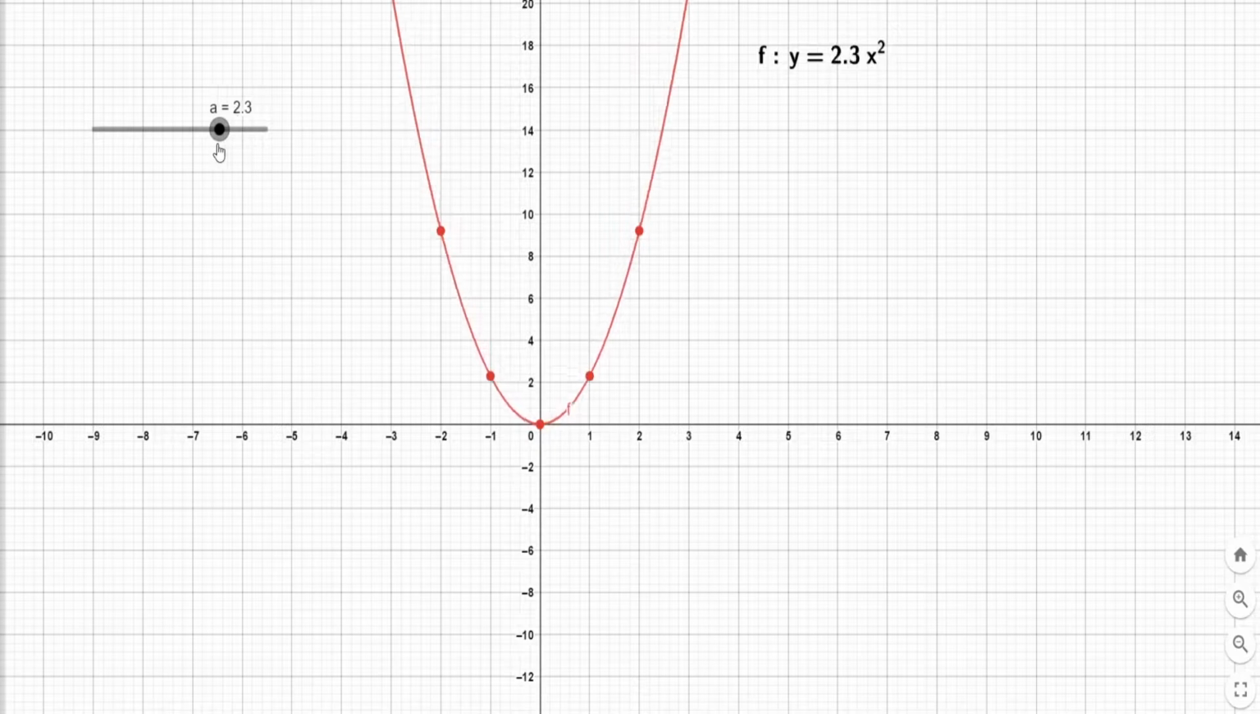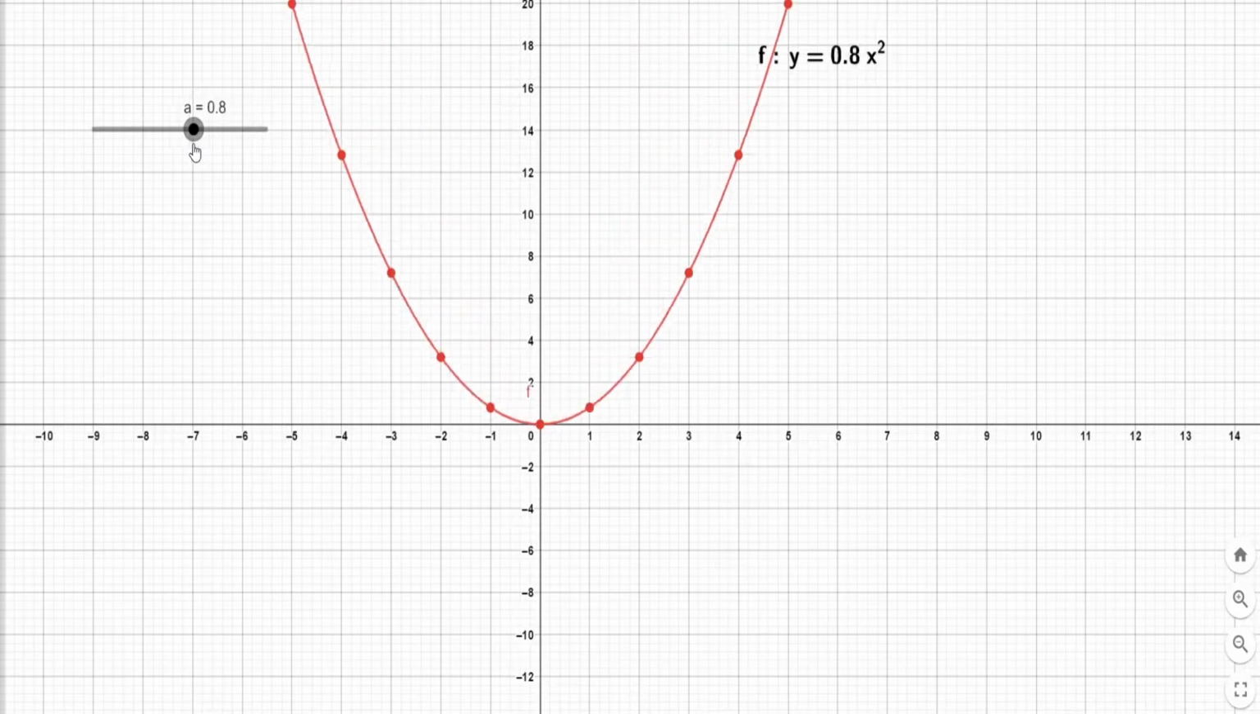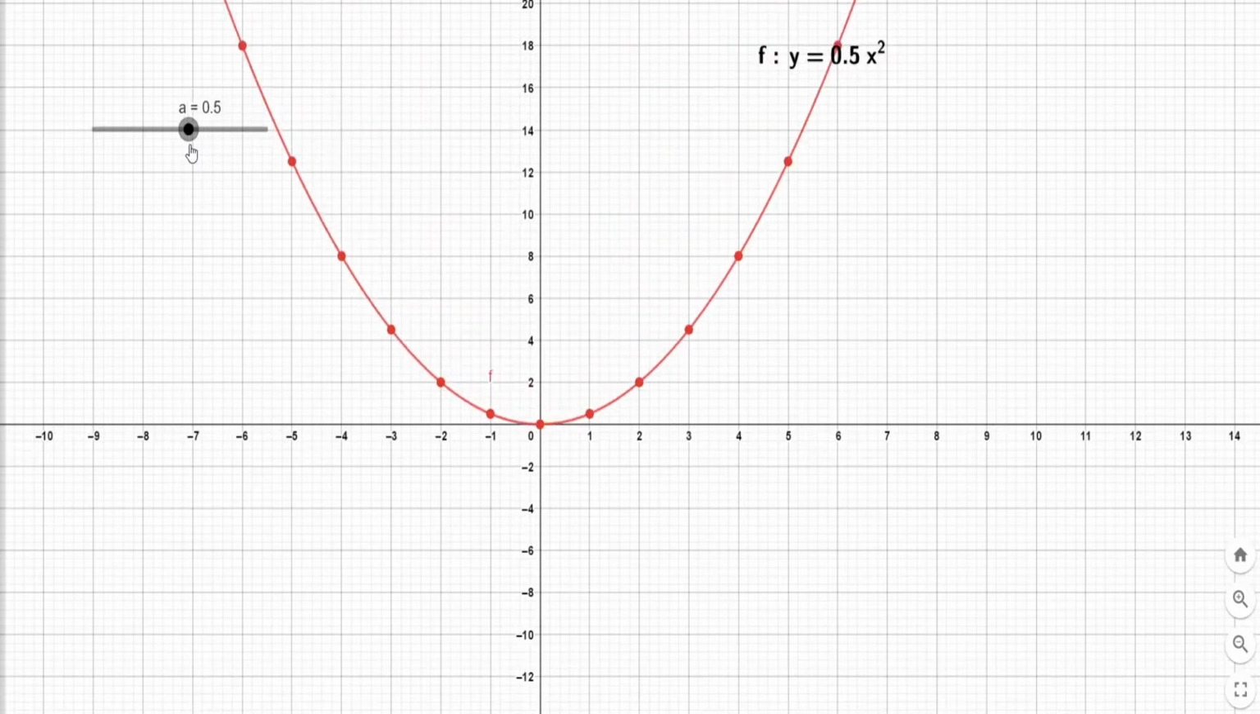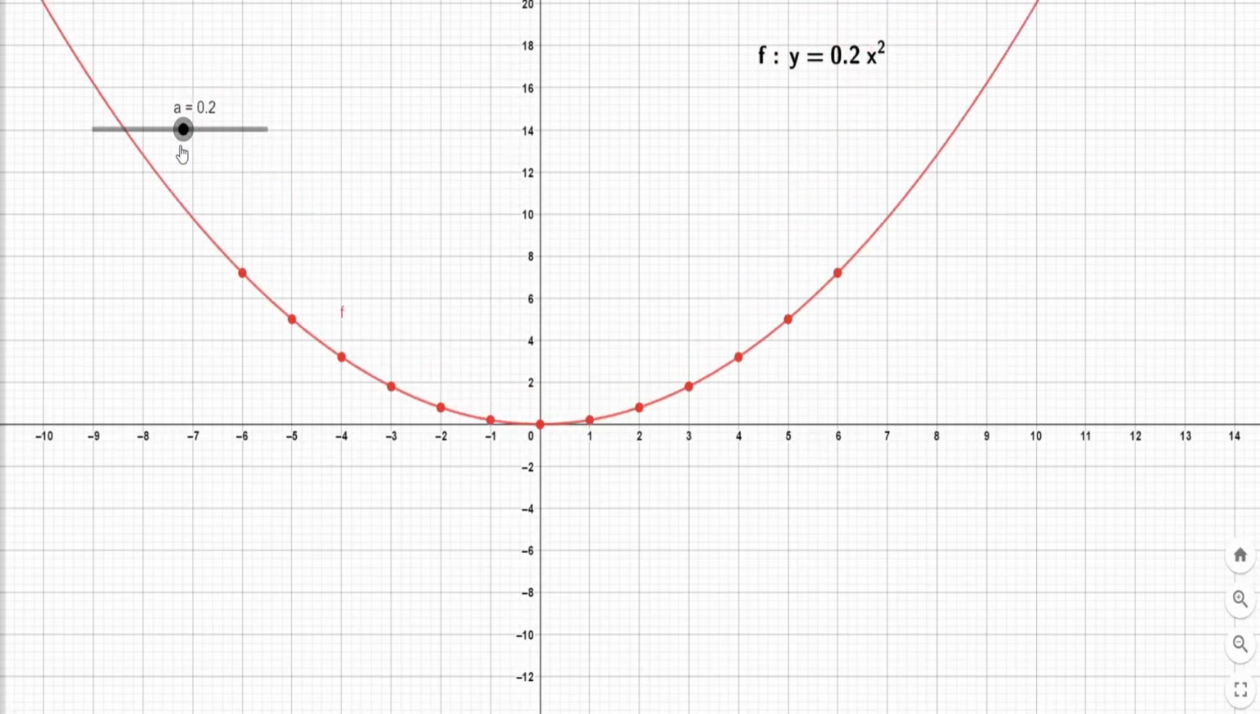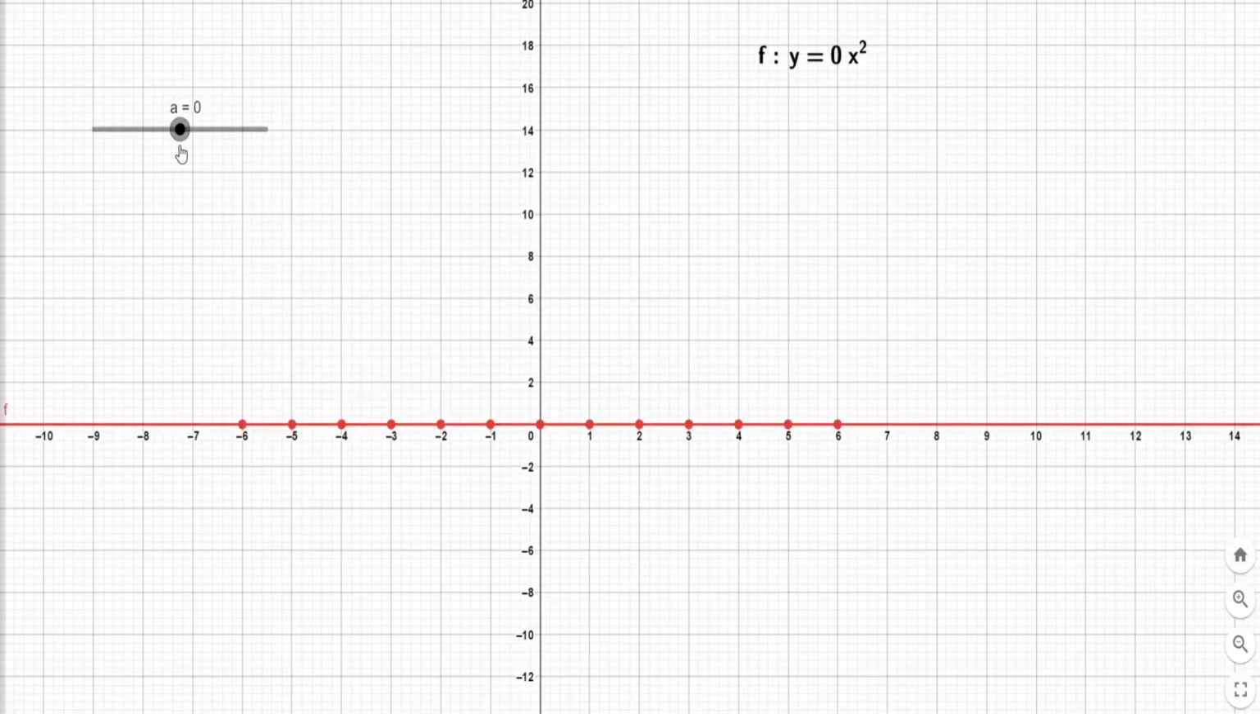And then as we decrease the value of a, it's opening up, you can see. And when a is equal to 0, like I said, we do not have a parabola. We just have a line, which is y equal to 0. That is a straight line. So a cannot be equal to 0.